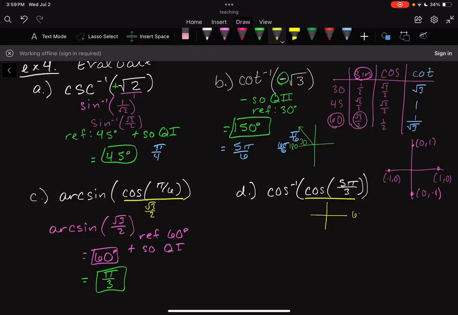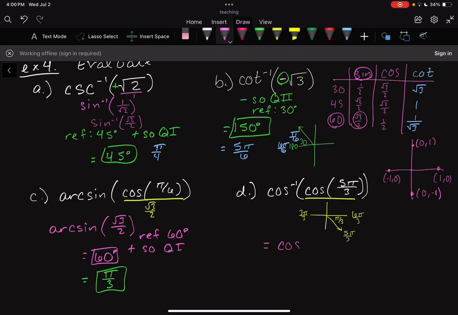So this would be 6 pi over 3. This would be 3 pi over 3. So it'll be closer over here. So it's going to be 5 pi over 3. It has a reference of pi over 3, or 60 degrees. So cosine of 60, I'm looking at my table to get that, is 1 over 2.